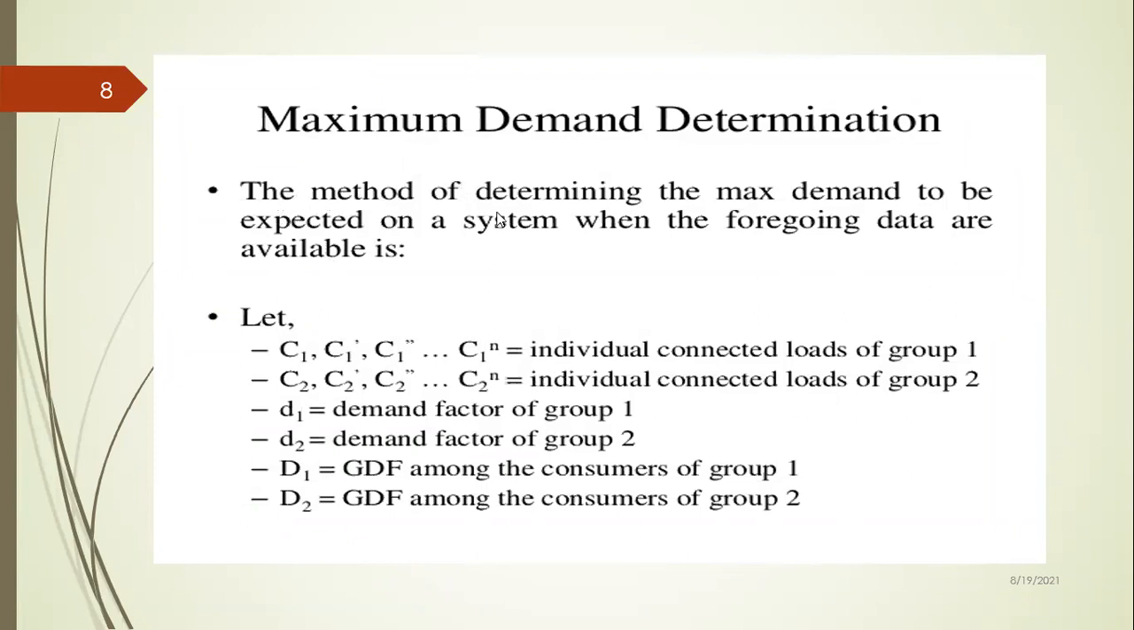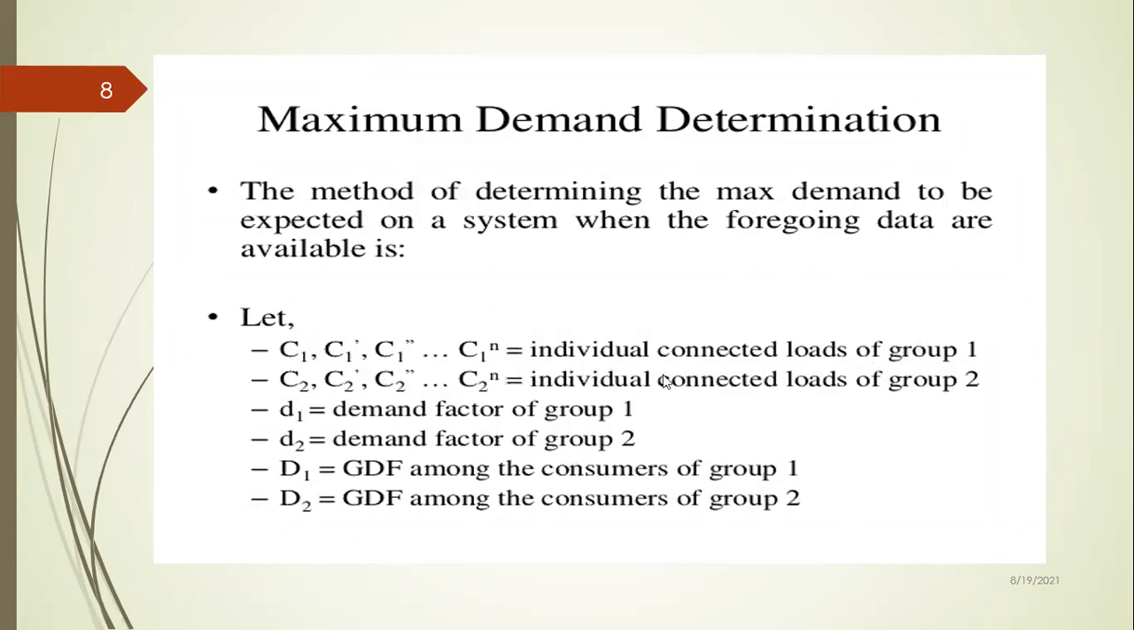That is the method of determining the maximum demand to be expected on a system when the foregoing data are available. That means how to calculate the maximum demand of the complete system, the complete city. So for that, let C1, C1 dash, C1 double dash up to C1n be the individual connected loads of group 1.